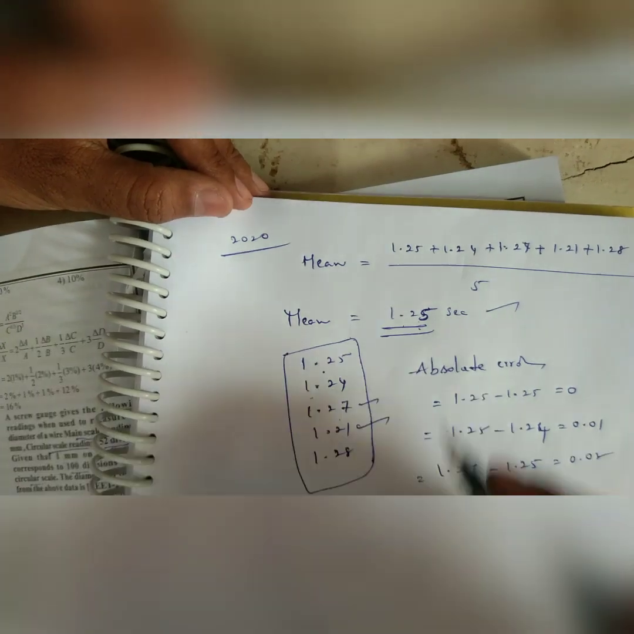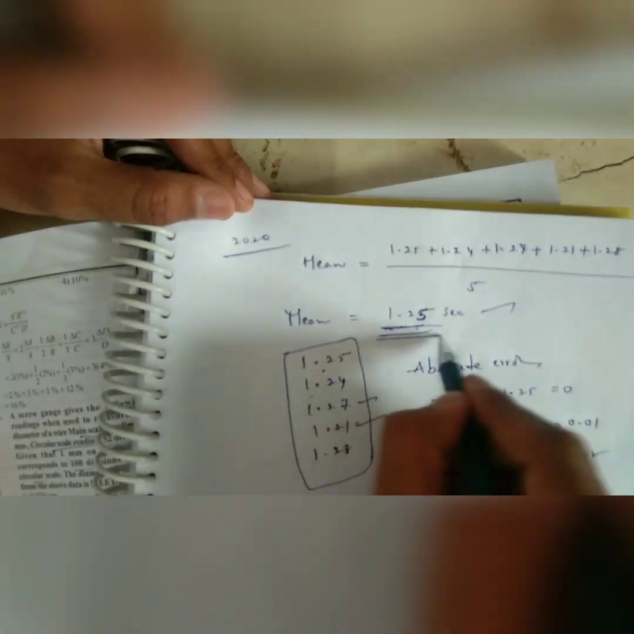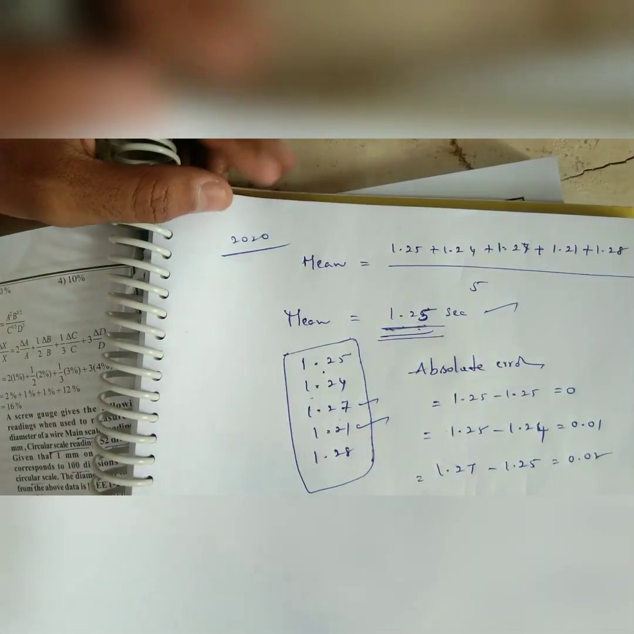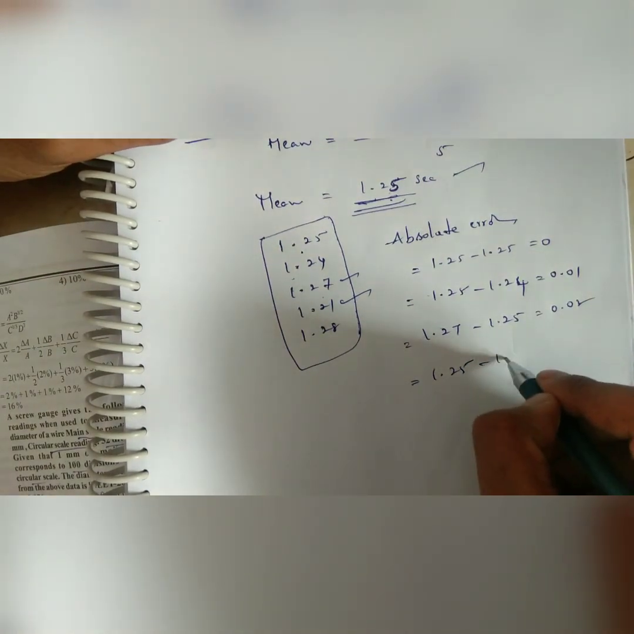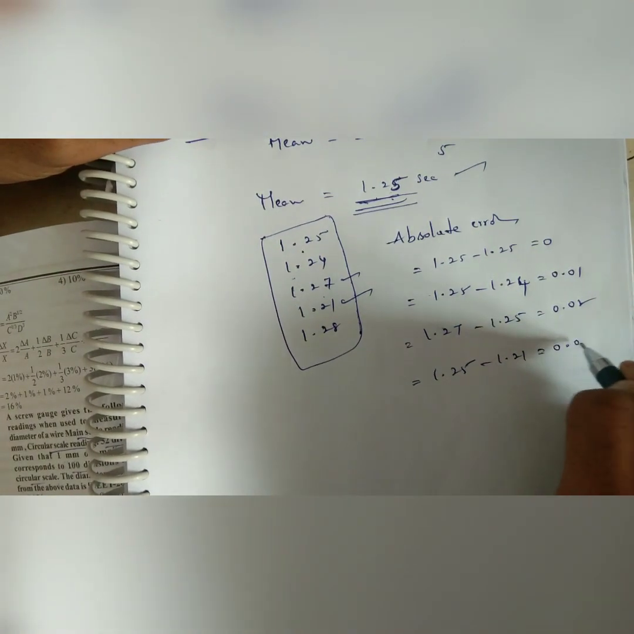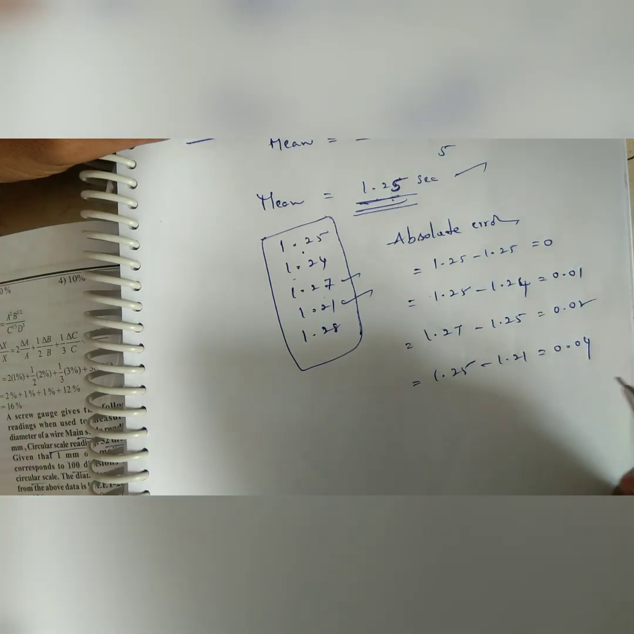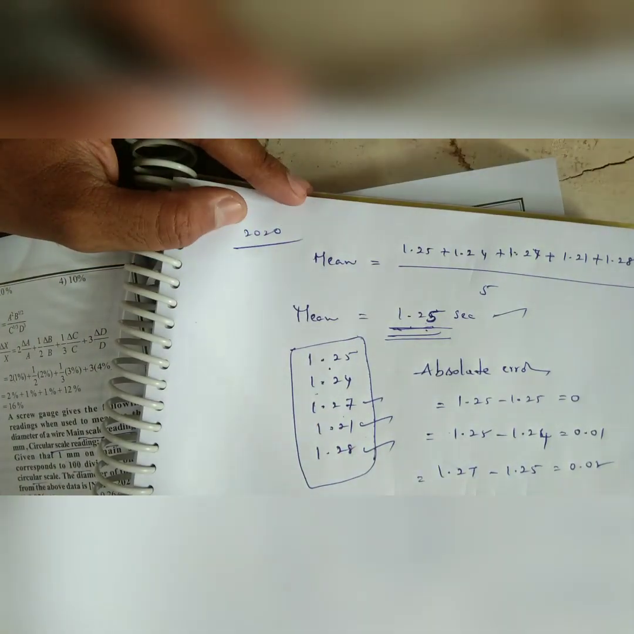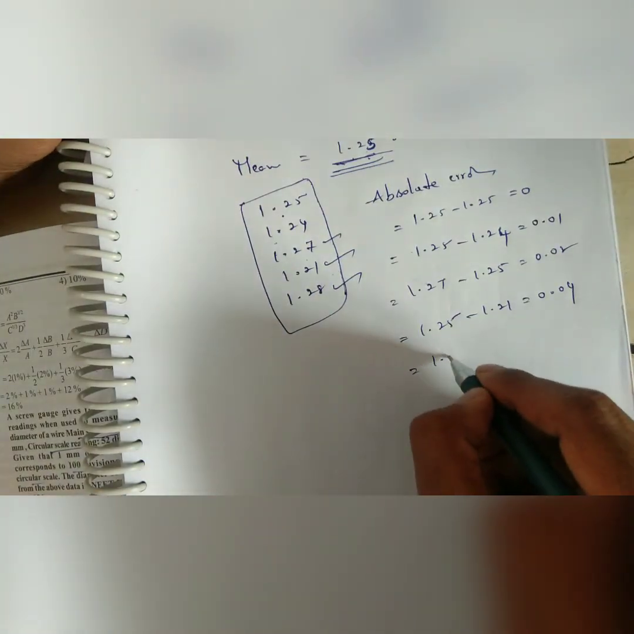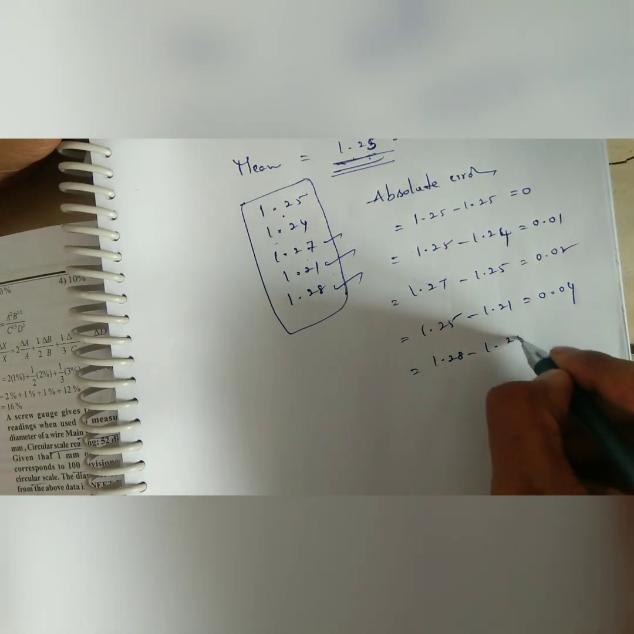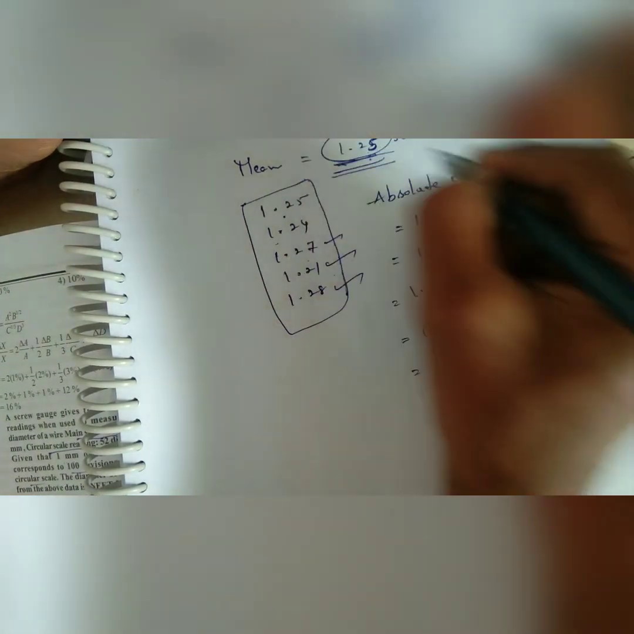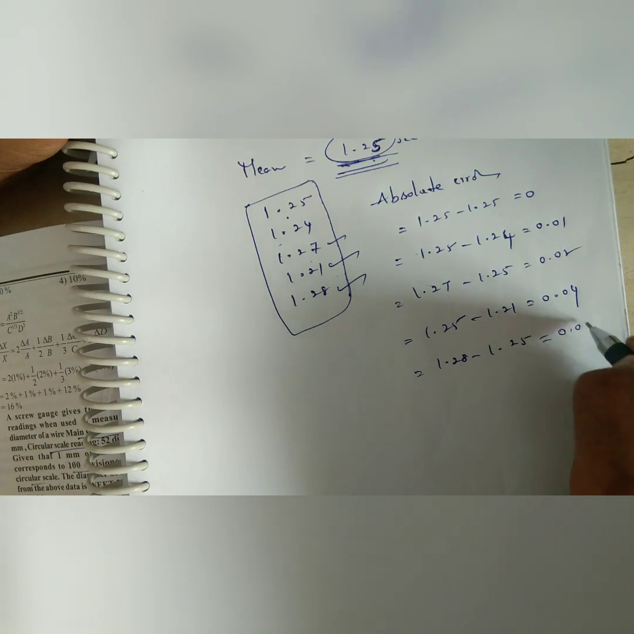Then this is 1.21 and this is 1.25, this is higher, so take 1.25 minus 1.21, that is equal to 0.04. Then this is higher, 1.28. So 1.28 minus 1.25 is equal to 0.03.